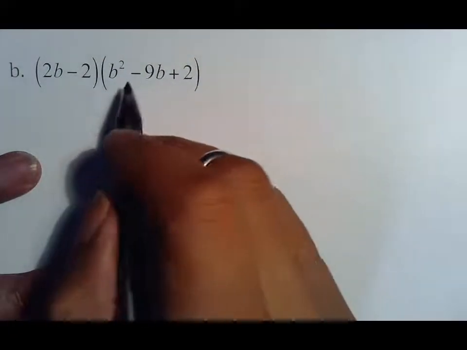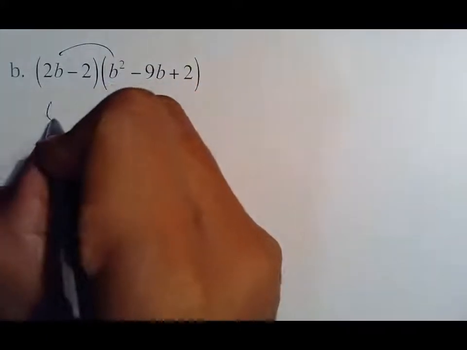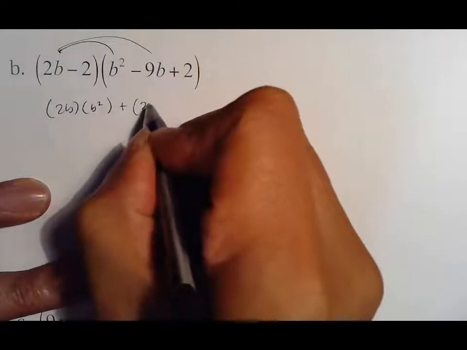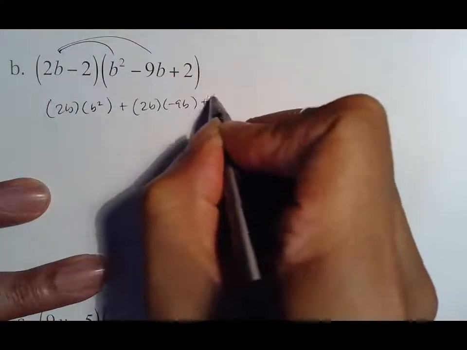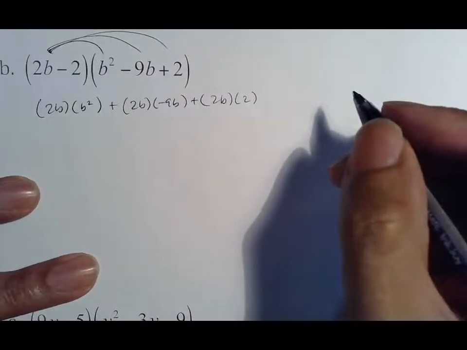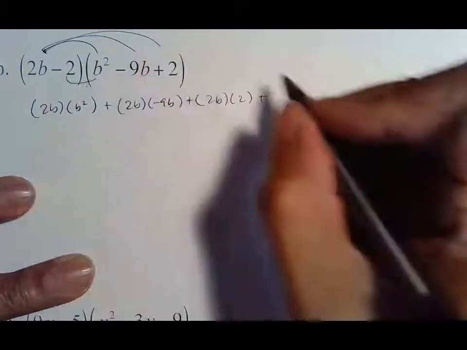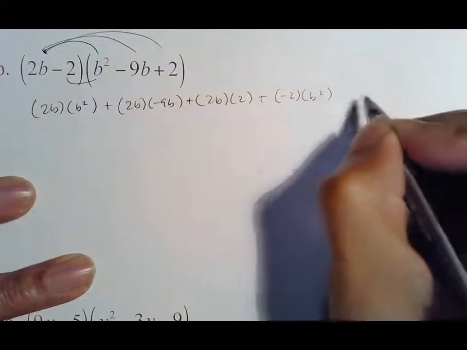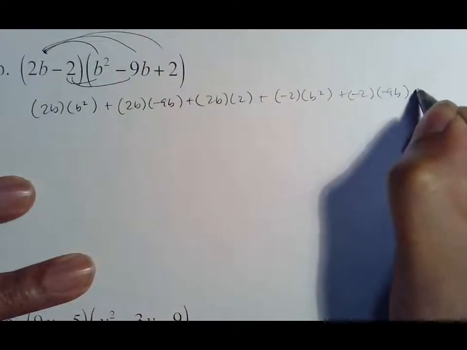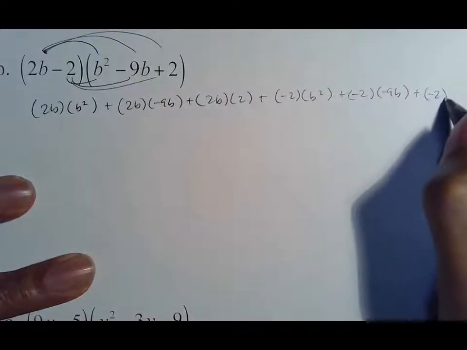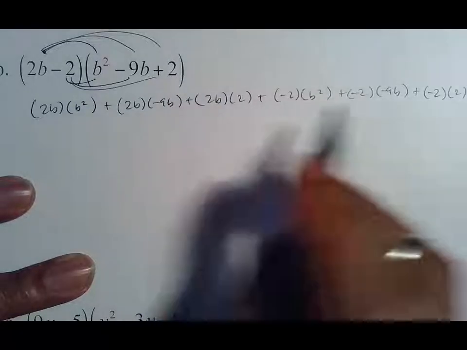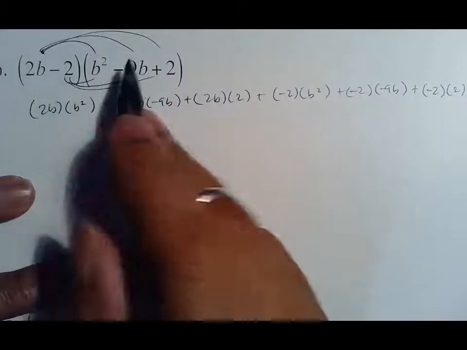Again, whenever it's 2x3, you need to make sure that everything meets. So 2b meets b squared, and 2b meets negative 9b, and 2b meets 2. The key thing is make sure you don't miss the sign somewhere on those. And negative 2 meets b squared. And negative 2 meets negative 9b. And negative 2 meets 2. There should be 6 handshakes, 1, 2, 3, 4, 5, 6, because 2 people are meeting 3, and that's 2 times 3, which is 6.